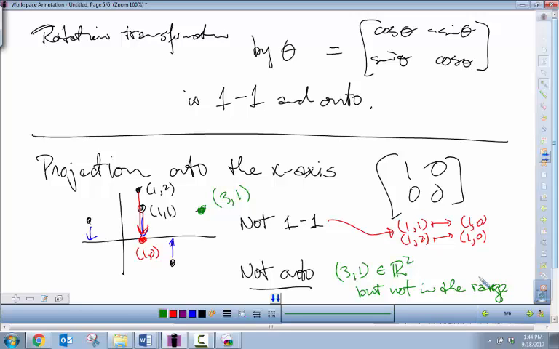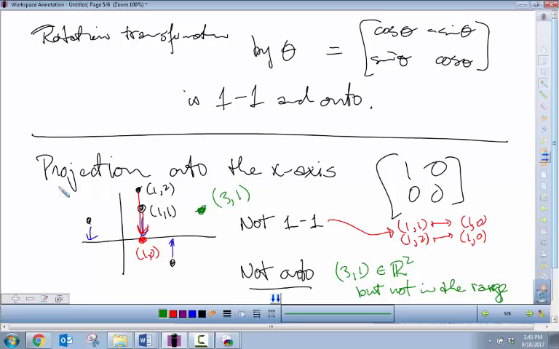So if you can find anything in the codomain that doesn't get hit, that's not part of the range, and usually when you can find one point, you can find an infinite number of points, then it's not onto. It's not in the range of the transformation, correct? Okay? Yeah, if it's not in the range, yeah.